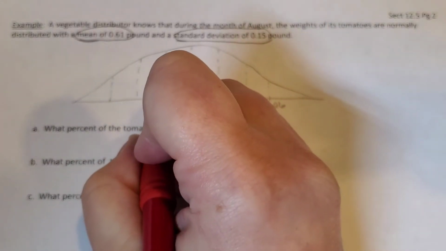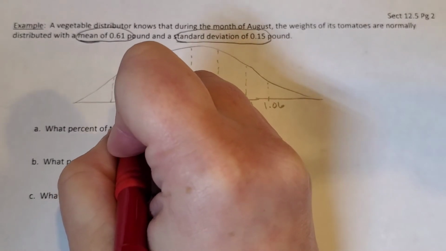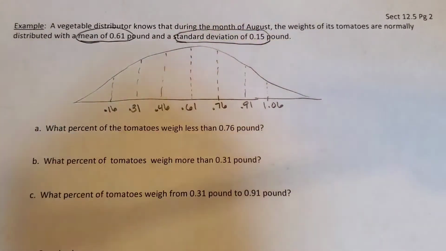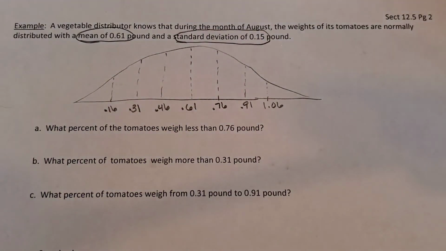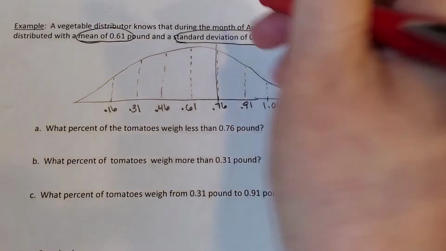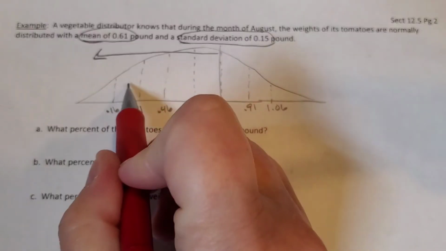So we end up with 0.46 when we subtract once, 0.31 for a second time, and when we subtract the third time, we get 0.16. So we want to know what percent of tomatoes weigh less than 0.76 pounds. Well, less than would be from 0.76 this direction. And so we're going to need to add up all of these.